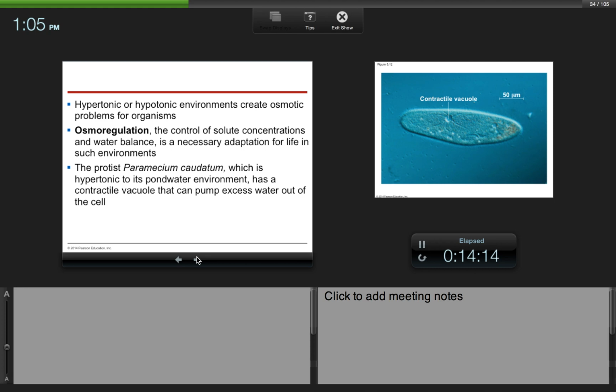Hypertonic and hypotonic environments create osmotic problems for organisms. Osmoregulation is the control of solute concentrations and water balance, and it is a necessary adaptation for life in such environments. The protist Paramecium caudatum, which is hypertonic to its pond water environment, has a contractile vacuole that can pump excess water out of the cell.